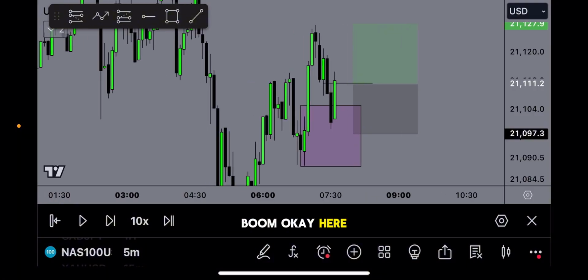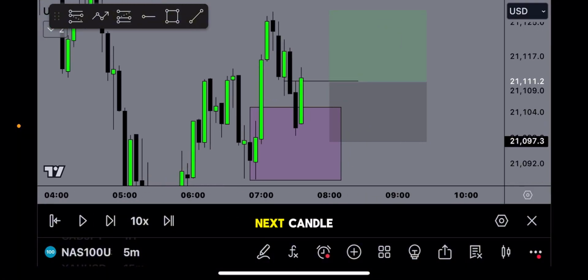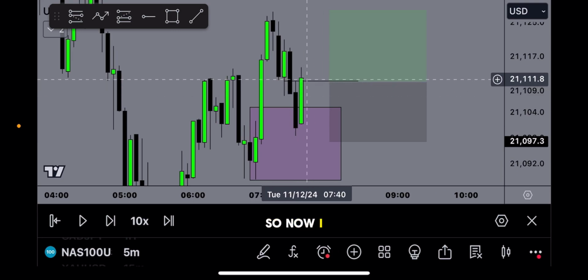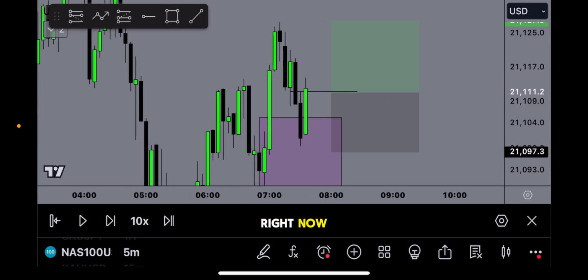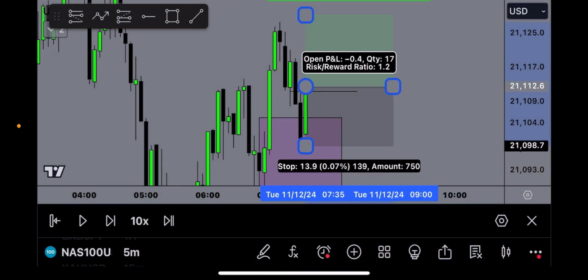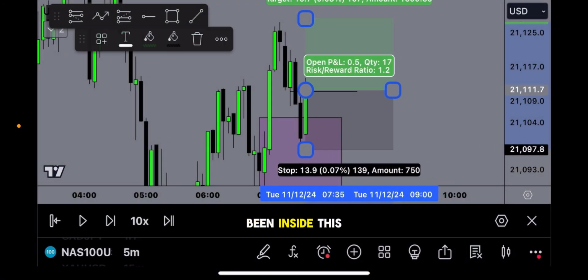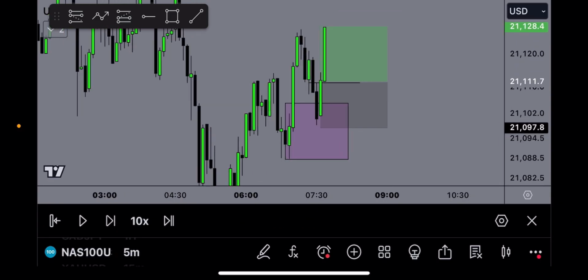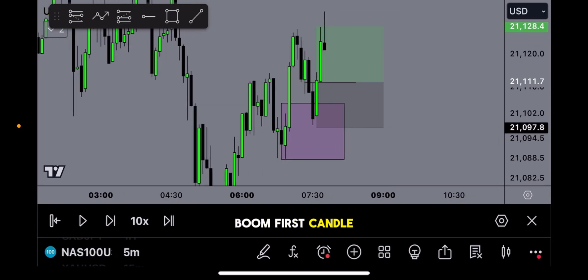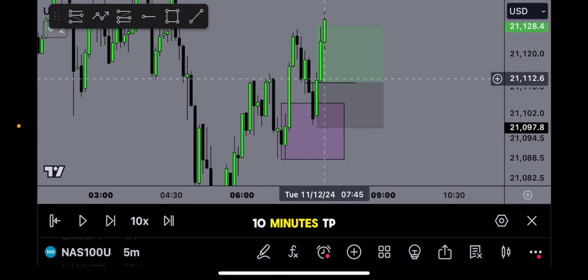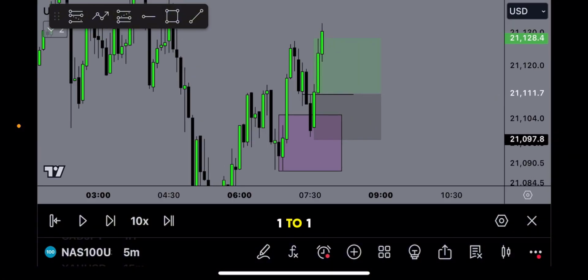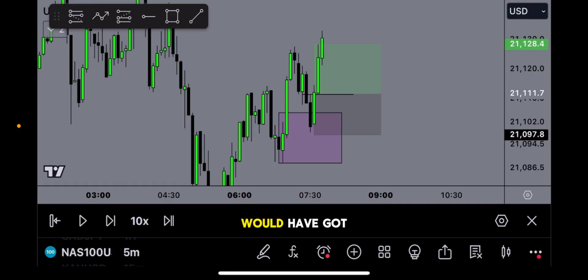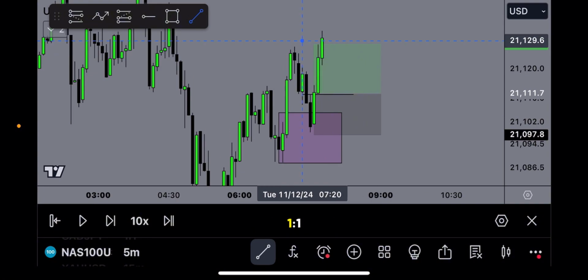Boom. Okay, here we see this next candle break the high of the previous candle. So now I would have been in the trade. Right now, I would have been inside this trade for a 1-to-1. Let's see what would have happened. Boom. First candle. In 5 minutes, 10 minutes, TP would have hit 1-to-1. I would have taken my money, got out, set for the day. All right? So that would have been your 1-to-1 right here.